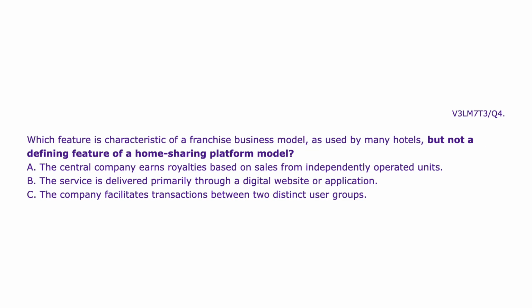Which feature is characteristic of a franchise business model, as used by many hotels, but not a defining feature of a home-sharing platform model? A. The central company earns royalties based on sales from independently operated units. B. The service is delivered primarily through a digital website or application. C. The company facilitates transactions between two distinct user groups.